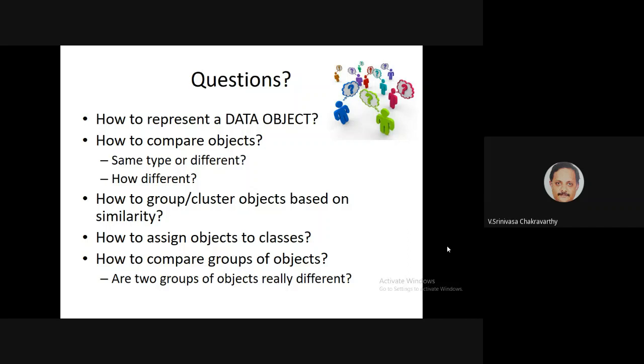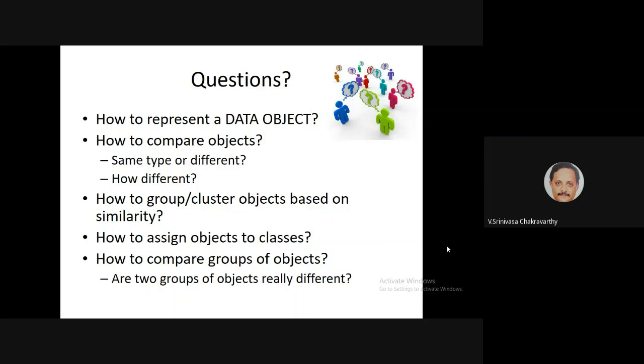So the course starts with the question of what is data and what is a data object? How do you represent them? Then, when you have multiple objects, how do you compare them? And how do you determine if they are different and how different they are? Then once you have a way of saying that two objects are different and how different they are, can you group or cluster these objects based on that concept of similarity?